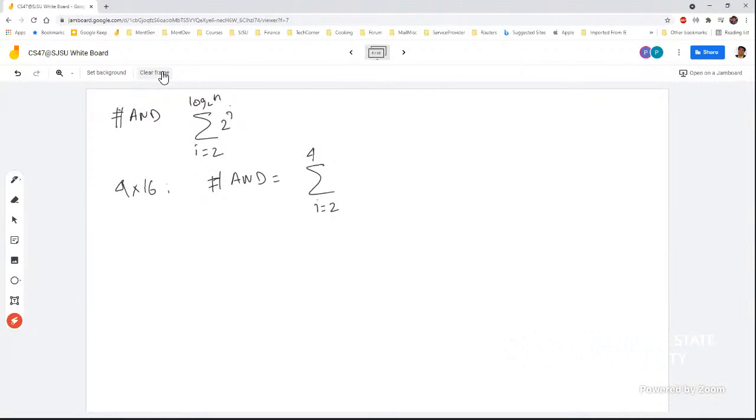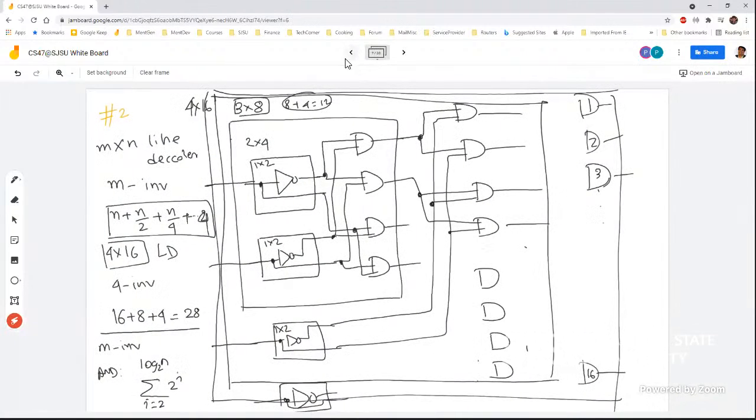Yeah. So it was like 2 to the power I, which means it is 2 to the power 2 plus 2 to the power 3 plus 2 to the power 4, which is 4 plus 8 plus 16, which is 28. So you can think in that way also. Either way is either sigma formula if you want to remember, or it's basically you start with the highest number of AND you need at that stage and keep dividing them, adding them, dividing them till you reach 4.